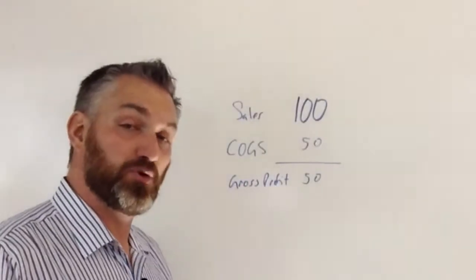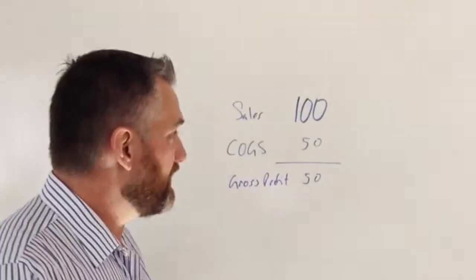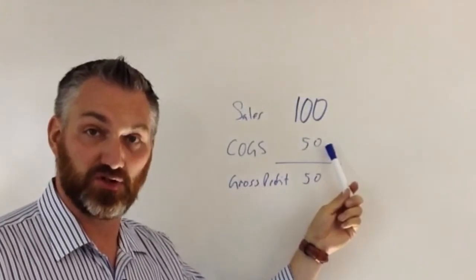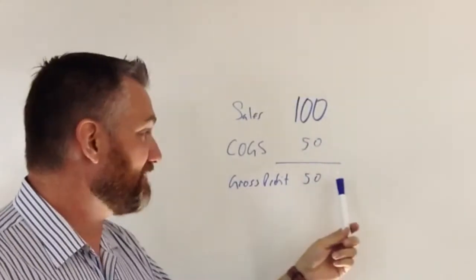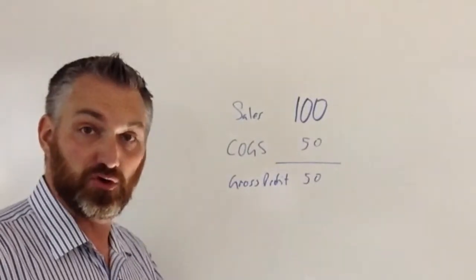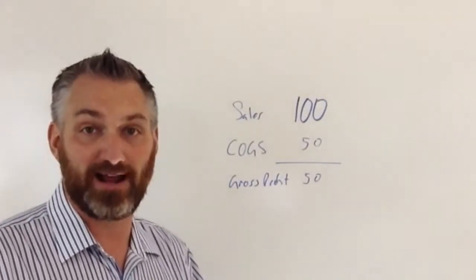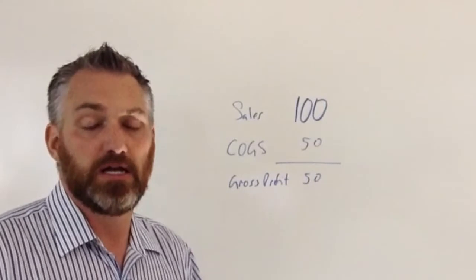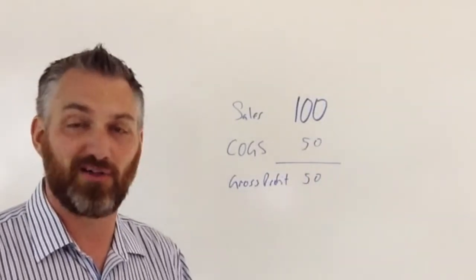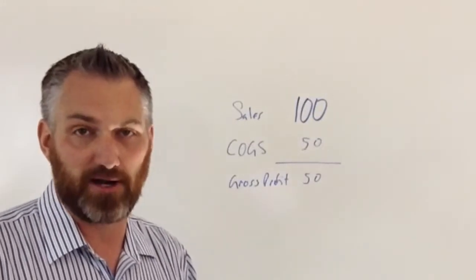So guys, what I've done is I've put a simple example up here on the board. If we have sales of $100 and COGS, which is cost of goods sold, of $50, then we have a gross profit of $50. Below the gross profit is where all the other overhead expenses of the business go. This is where the rent would go, and the power bill, and the phone bill, and the advertising, and all that other stuff that businesses spend money on.